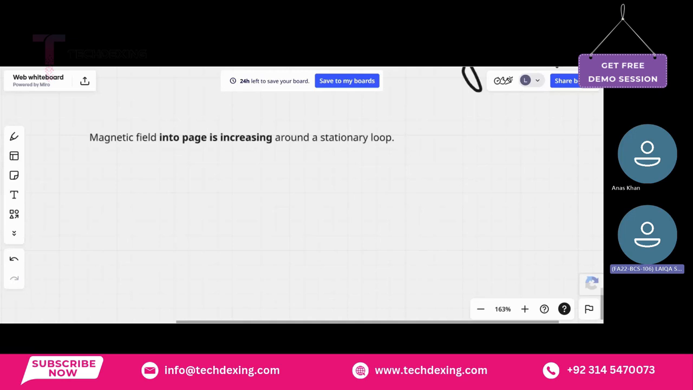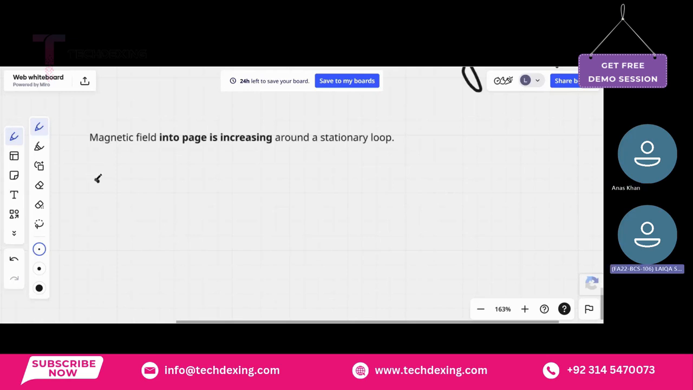In the first step, you have to check what will be the effect on the flux. Then in step 2, we will check the direction of the induced magnetic field. And in step 3, we will find the direction of the induced current.